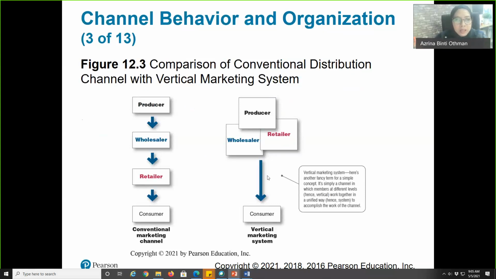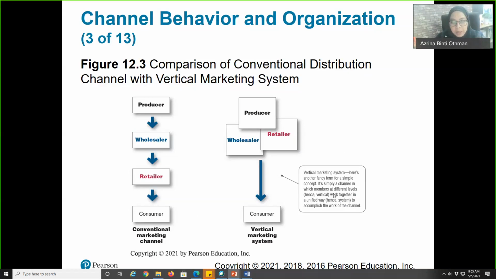So most of us commonly still use the conventional distribution channel until today. Producer to wholesaler, wholesaler to retailer, retailer to consumer. This is what we call conventional, traditional. But nowadays, more companies, more organizations shift from conventional to VMS, ataupun kita panggil vertical marketing system. What is vertical marketing system? Here is another fancy term. Dia sangat fancy lah kan, perkataan dia vertical. Oh, vertical maksudnya apa ya? But it's a very simple concept.